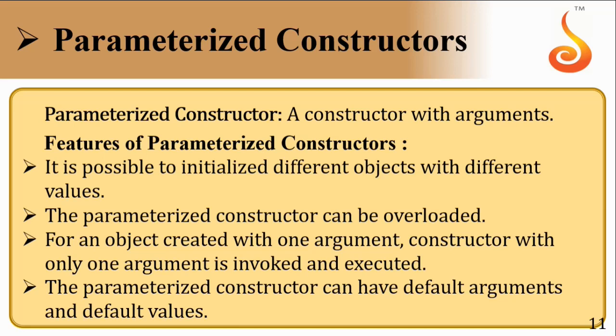Here also I can have a default constructor, one parameterized constructor with one argument, another with two. You can have a different number of arguments or different data types of arguments. So it can be overloaded. For an object created with one argument, the constructor with only one argument is invoked. And constructors can have default arguments and default values. For default arguments, please go to the YouTube class and go through that, so you will know what default arguments are.